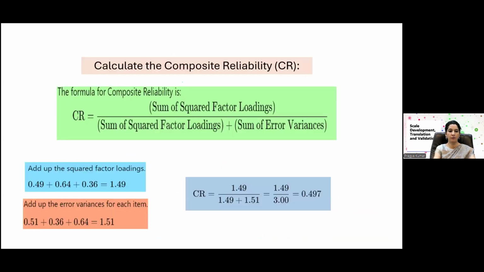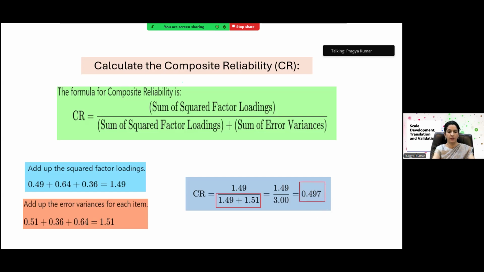So what is the formula? If you see the formula of composite reliability, in the numerator, you take the sum of squared factor loading. And in the denominator, you take the sum of squared factor loading plus sum of error variances. So in the numerator I will take 1.49, because this is the sum of squared factor loading. And in the denominator, I will take 1.49 plus 1.51. So it will be like 0.497.